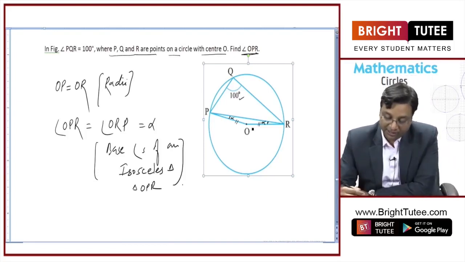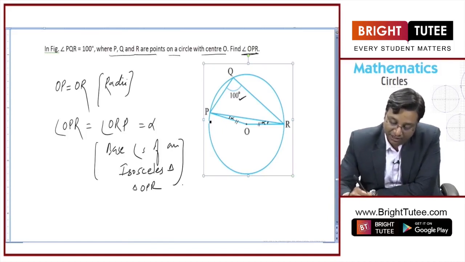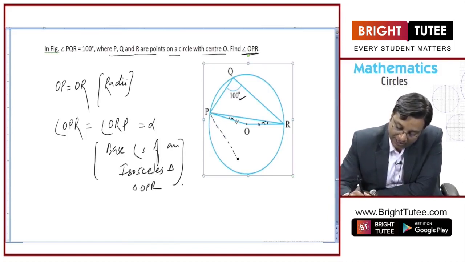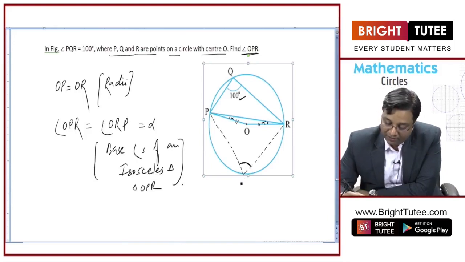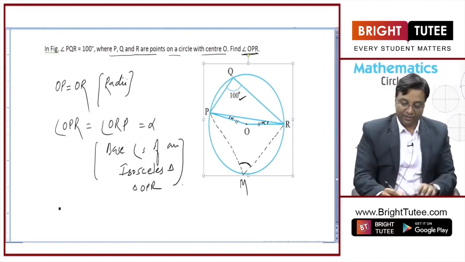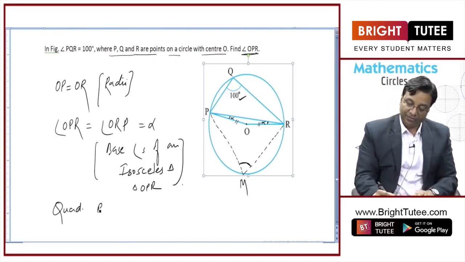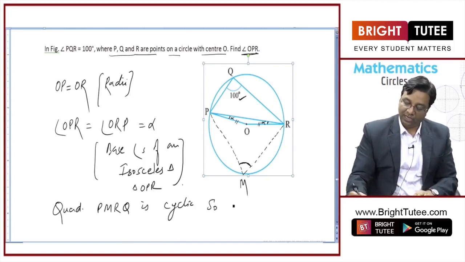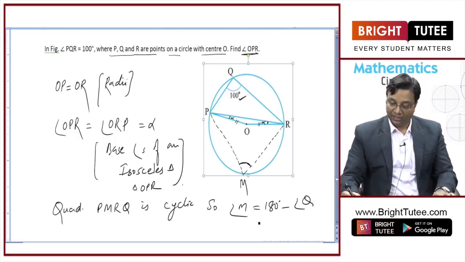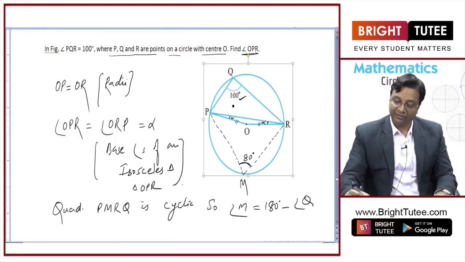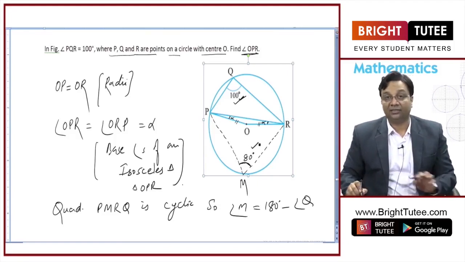Now I want you to visualize this. If this angle is 100 degrees, what can you say about any angle in this segment? For example, this angle. If I take this point as M, quadrilateral PMRQ is cyclic, so angle M is equal to 180 minus angle Q. So this angle will be equal to 80 degrees because this angle and this angle are supplementary angles.